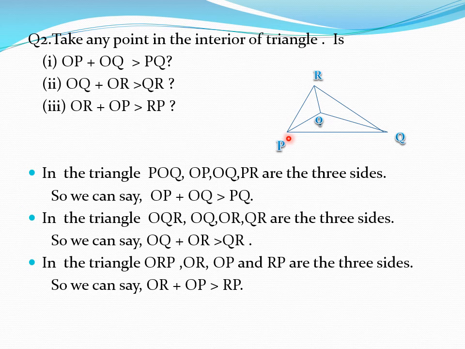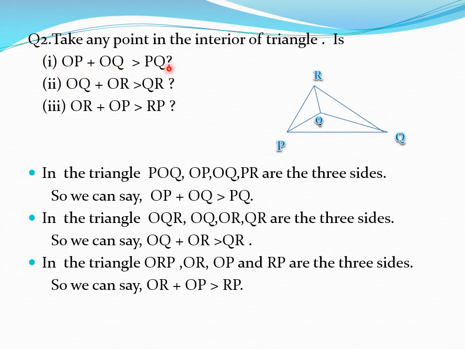We have the triangle POQ, and OQR, and ROP or ORP. These three triangles we have, and the given three questions we can find the solution by these three triangles. Okay, so in the triangle POQ, the sides are PO, OQ and PQ, and see the question OP, OQ, PQ.